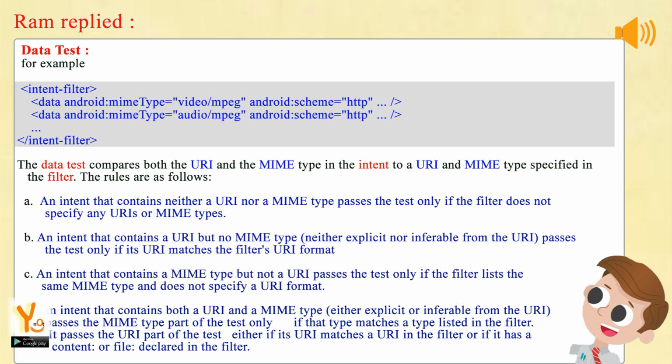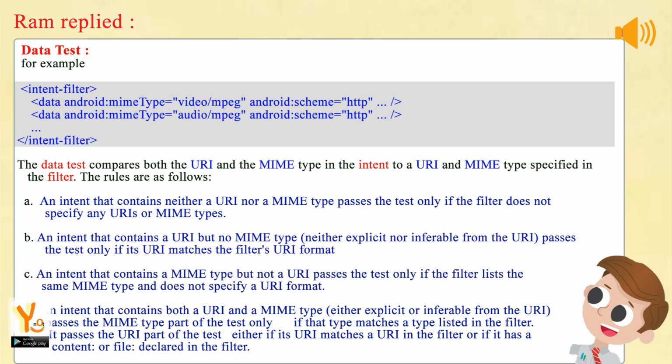B. An intent that contains a URI but no MIME type, neither explicit nor inferable from the URI, passes the test only if its URI matches the filter's URI format. C. An intent that contains a MIME type but not a URI passes the test only if the filter lists the same MIME type and does not specify a URI format.